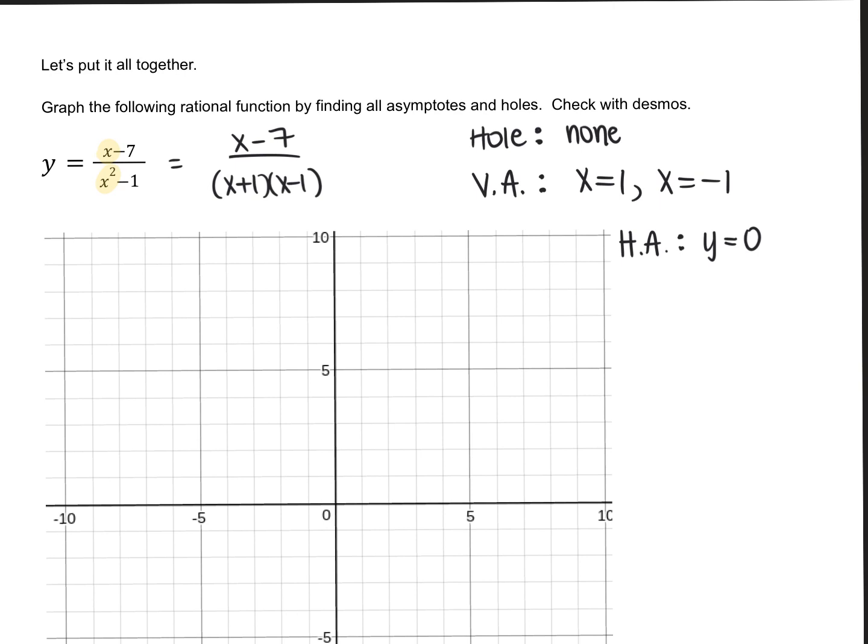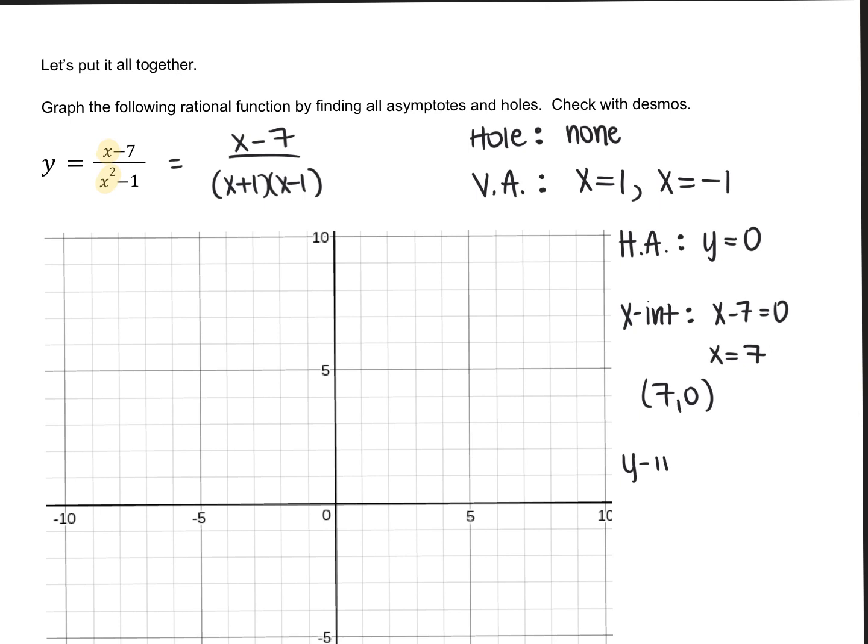The last 2 pieces of information that will be helpful in graphing this are the x and y-intercept. So when we're trying to solve for the x-intercepts, they happen when the numerator is equal to 0. So I'm going to take x minus 7, set it equal to 0, and my x-intercept is at x equals 7. So that's the point 7, 0.